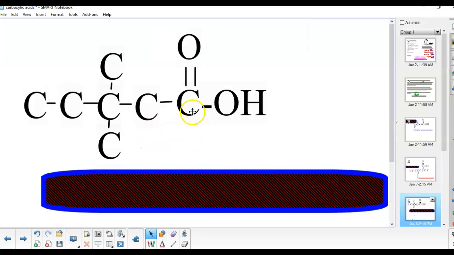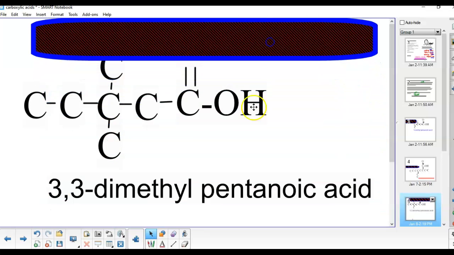Let's take a look at this one. 1, 2, 3, 4, 5. Pentanoic. 1, 2, 3, and 3-methyl. We have 2 methyls, so it's going to be 3,3-dimethyl pentanoic acid.